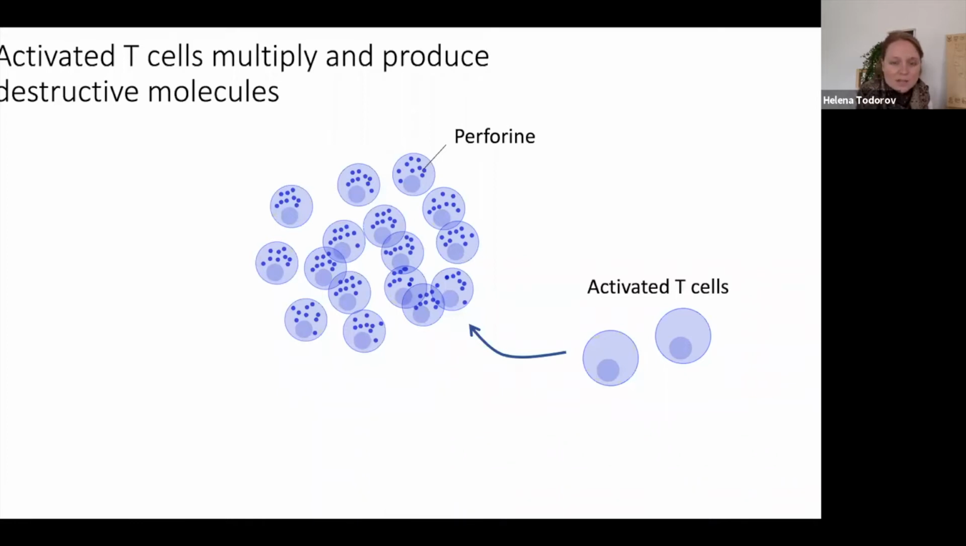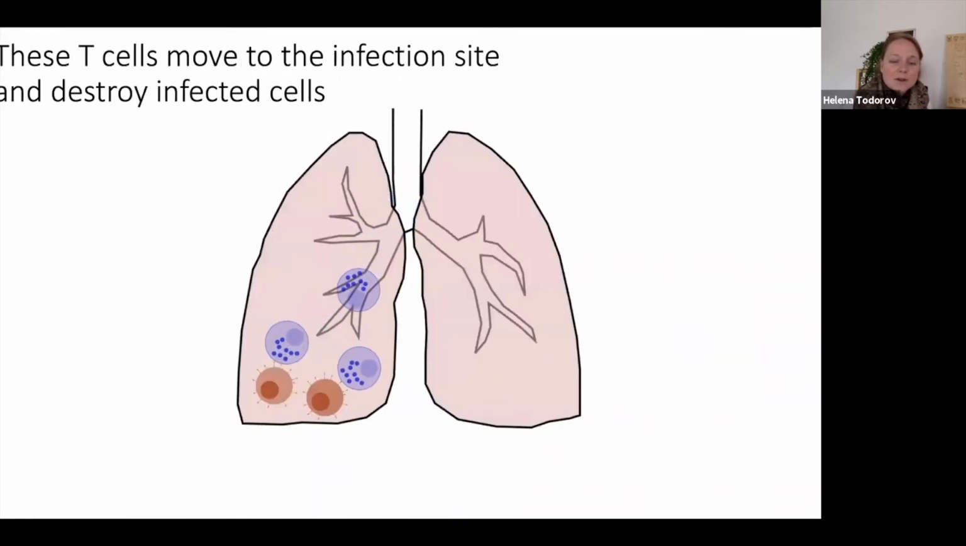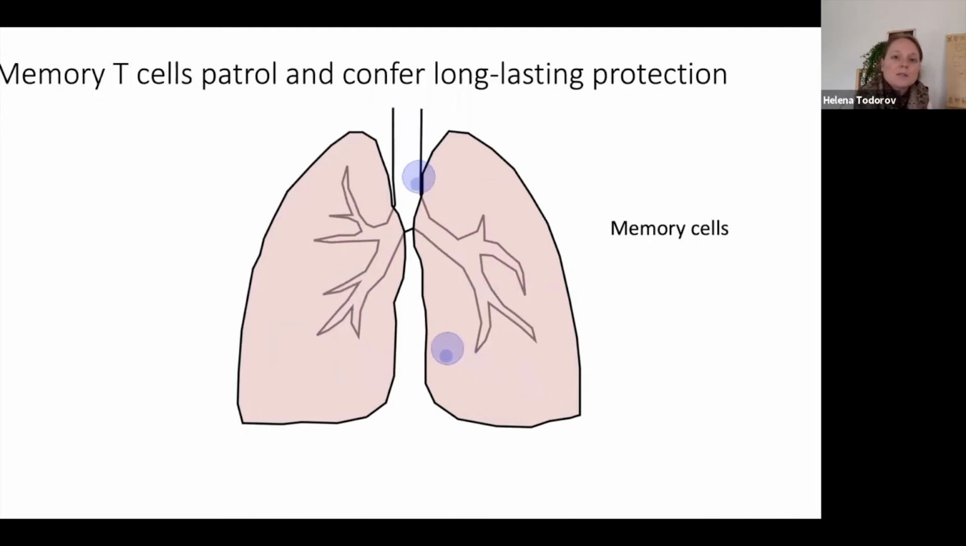Once they are ready, these cells will then migrate to the site of infection and they will recognize the infected cells. When they do, they will send their destructive molecules at them, which will have as a result the destruction of the infected cells. After the infection has been removed, memory cells will patrol in our body and confer us a long-lasting protection against this same virus.